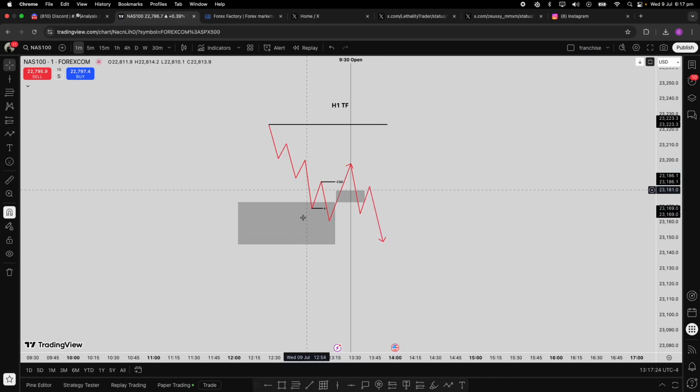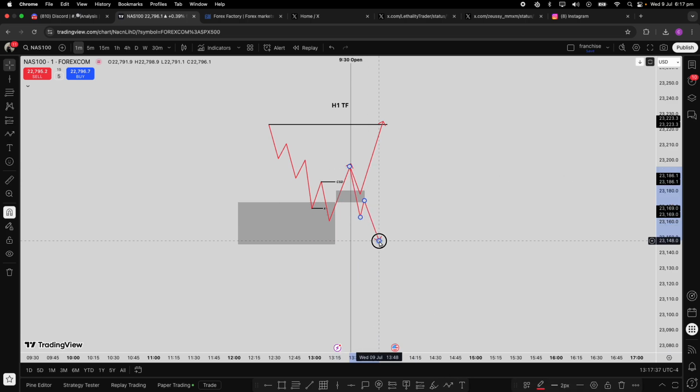And this wasn't an SMR. The common denominator between both outcomes is that this move lower has to happen. So yes, we're bullish on the higher time frame, and you definitely can wait for us to come into here.